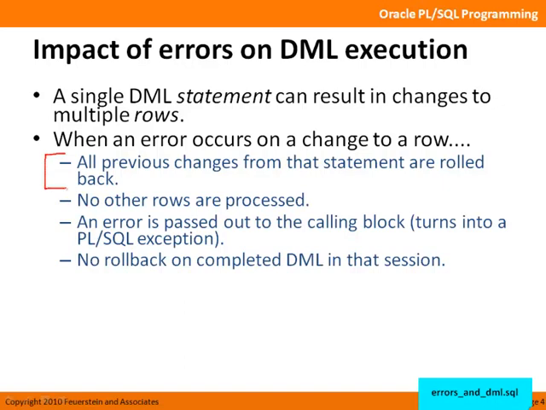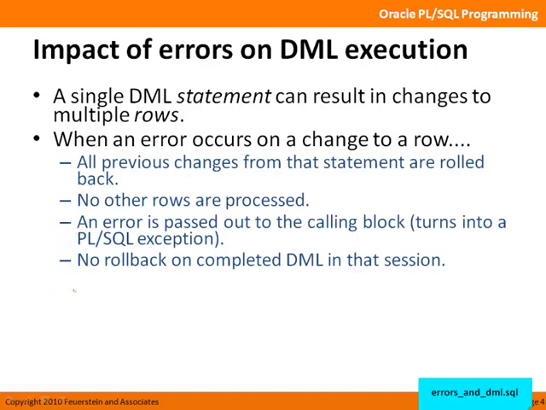In other words, if I'm updating 100 rows with my single update statement, and I finish 50, and then in the 51st row I get an error, the previous 50 row changes are rolled back, and no other rows are processed. An Oracle error is then passed out to the calling block, which turns it into a PL/SQL exception. One thing to note also is that no rollback occurs on completed DML in that session.